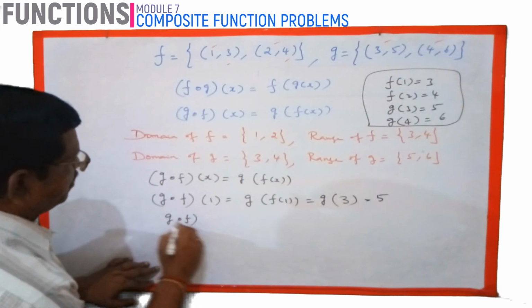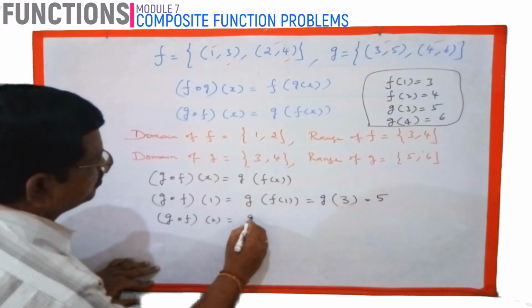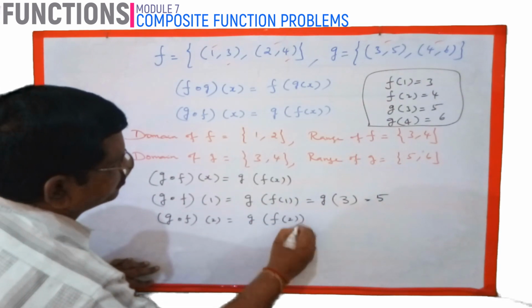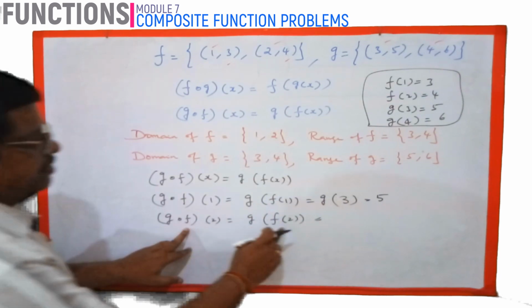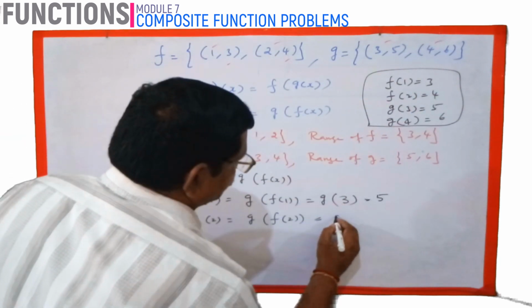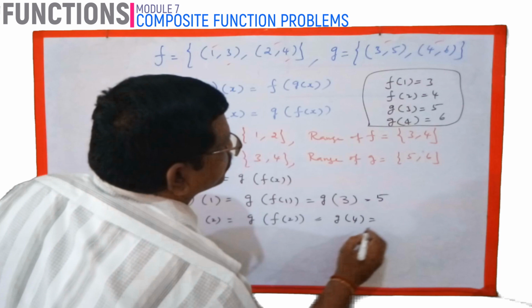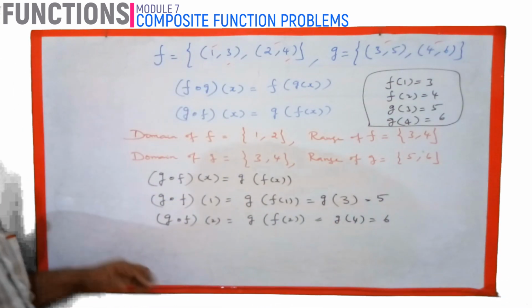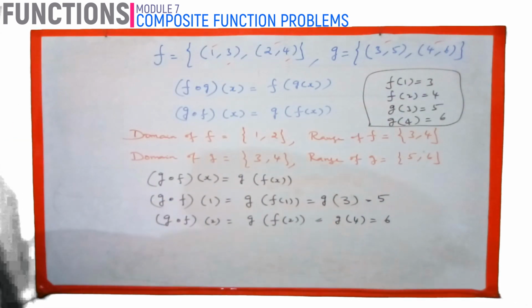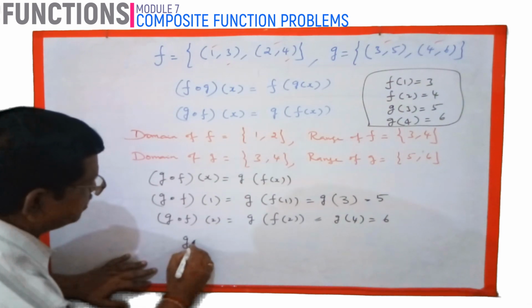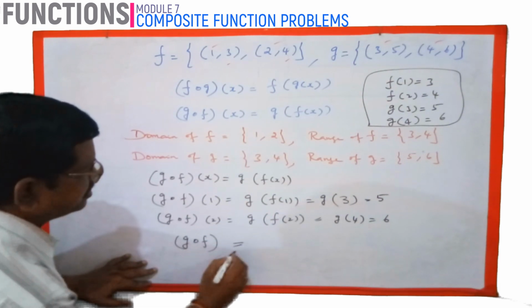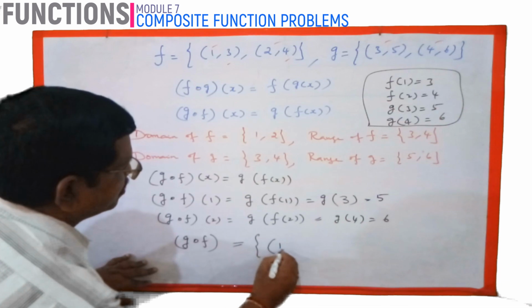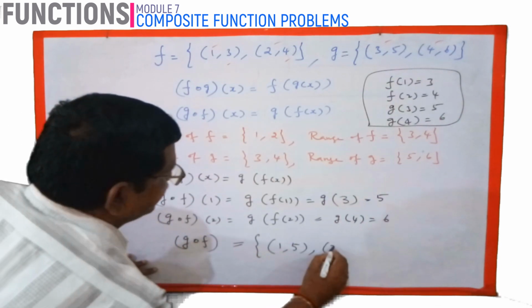Next, g composite f of 2 is equal to g of f of 2. f of 2 is 4. So g of 4, what is g of 4? That is 6. So what is g composite f here? g composite f is equal to, what will be the elements? (1, 5) and (2, 6).